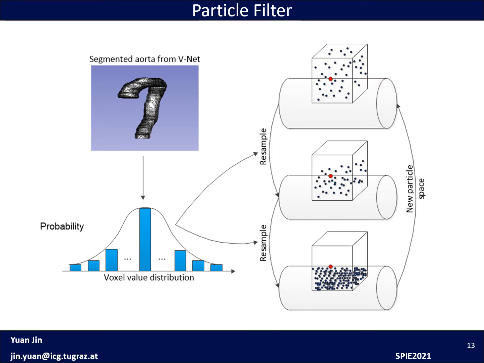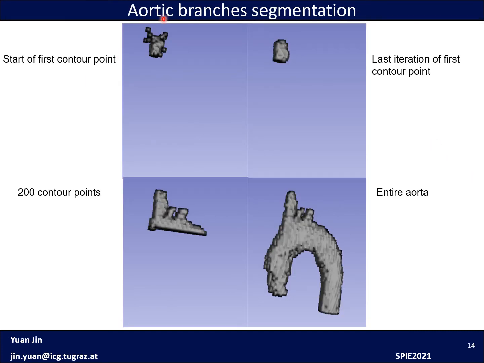Here's the process for aortic branches segmentation, from the start of the first contour point, the last iteration of the first contour point, to 200 contour points and the entire aorta.